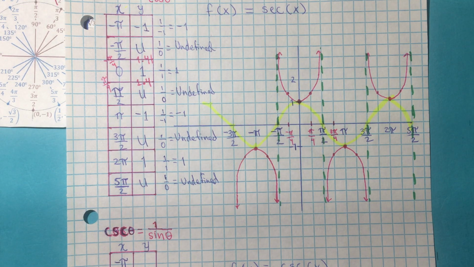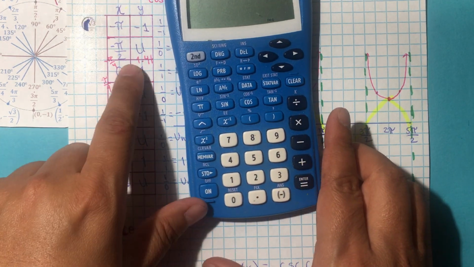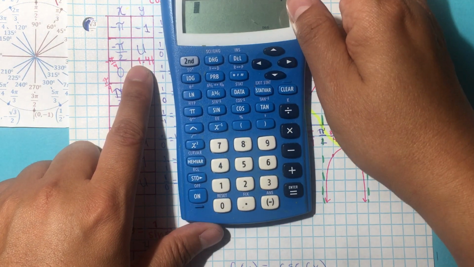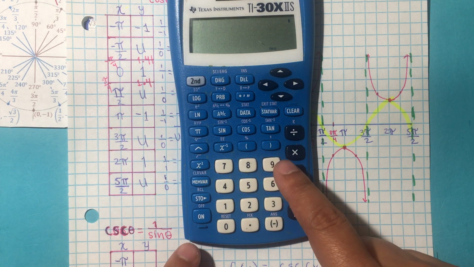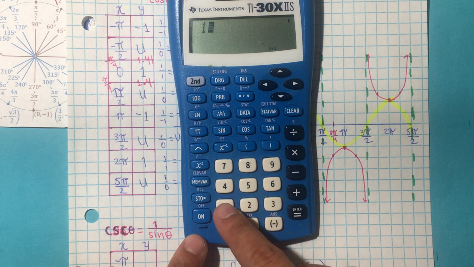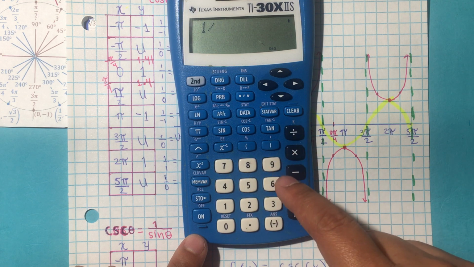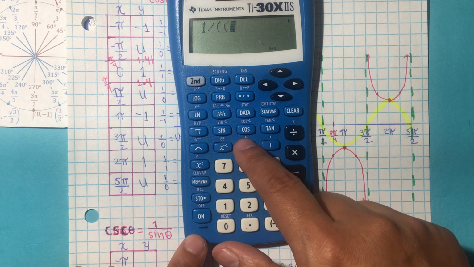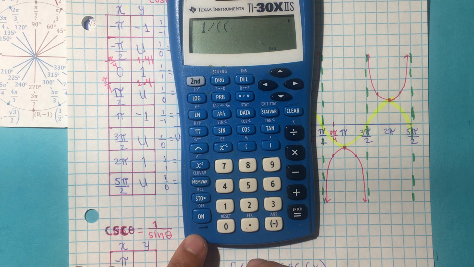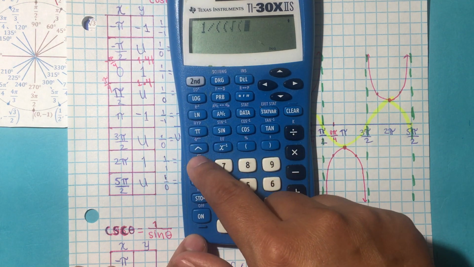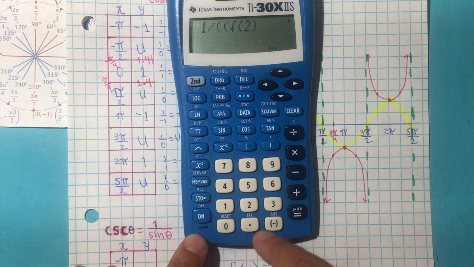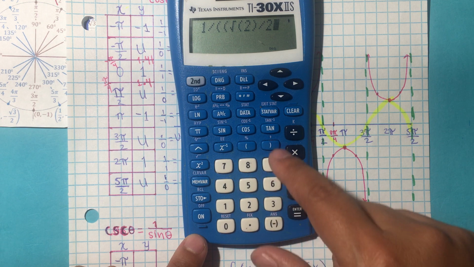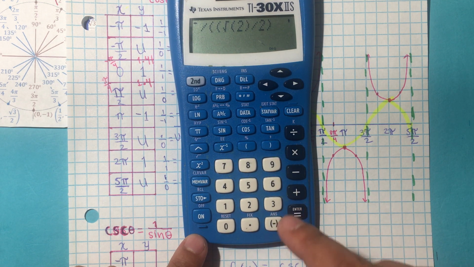Before we go to the cosecant, I just want to show you really fast how you would do it in this calculator. I'm going to do it slowly, but I'm not going to write it. What you have to do is 1 divided by, open 2 parentheses, square root of 2, close one of the parentheses, divided by 2, and close the parentheses and enter.